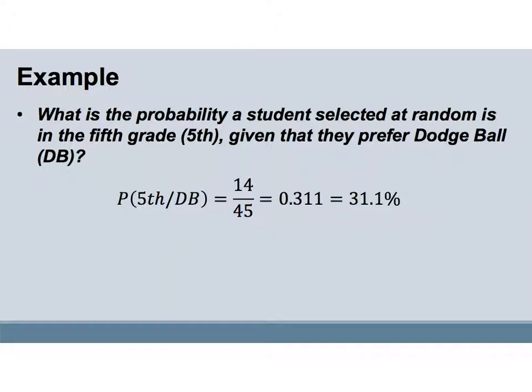Okay, then another given one. What is the probability a student selected at random is in the 5th grade, given that they prefer dodgeball? Well, given that they prefer dodgeball means I have 45, because that's 45 people in dodgeball. Out of that, the ones that were 5th graders is the 14. So 14 over 45 is 0.311 or 31.1%.